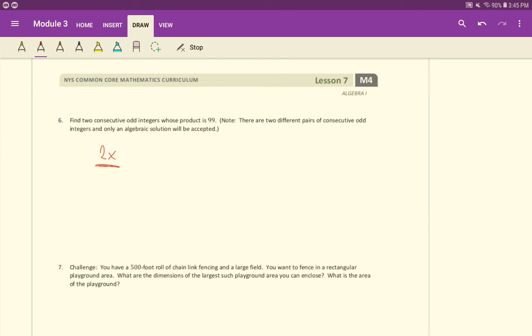This will always be even because it's always going to be twice whatever number you have. If x was even, well, twice an even number is still even. If x is odd, twice an odd number will still be even. To make it odd, then, we'll just add a 1 on, and boom, now we have an odd integer.